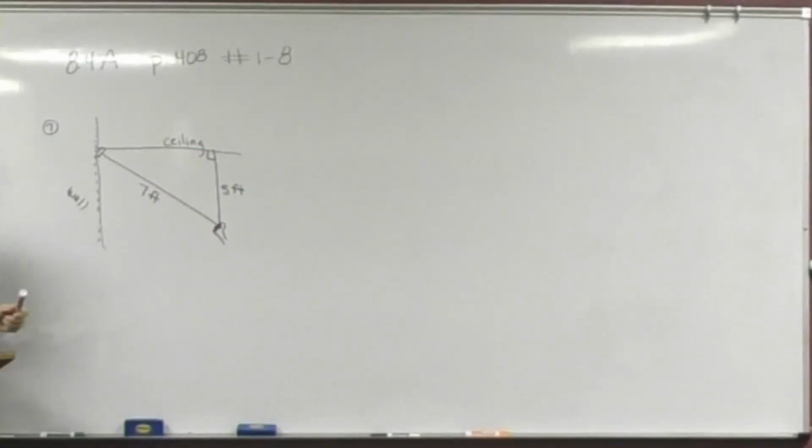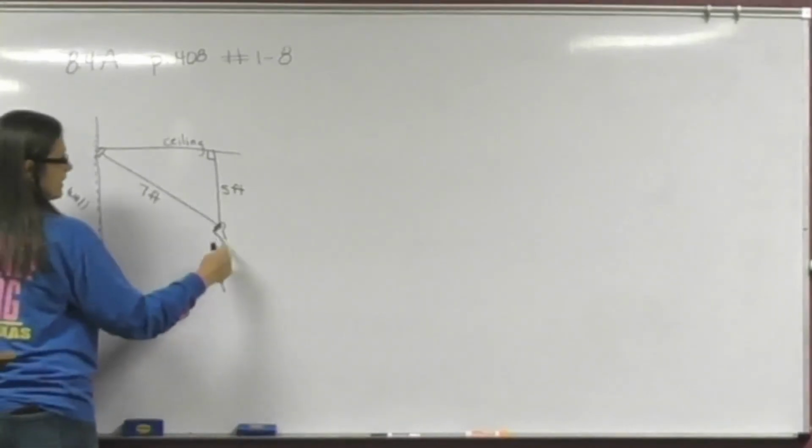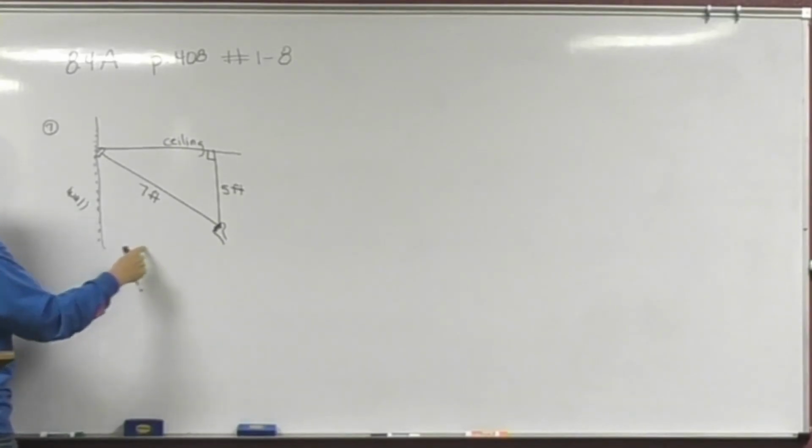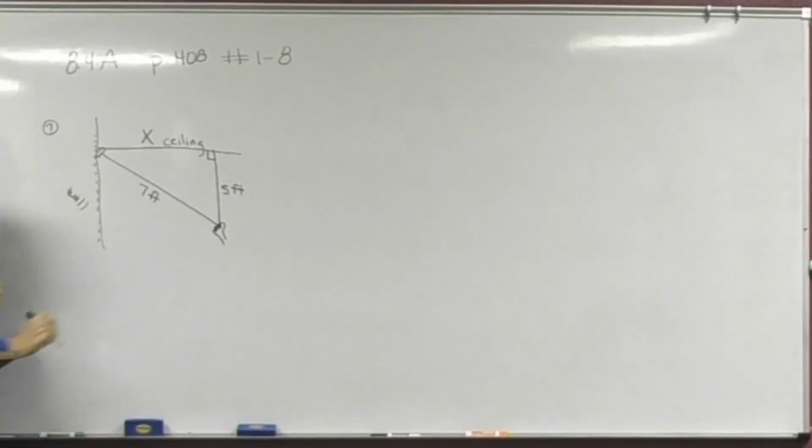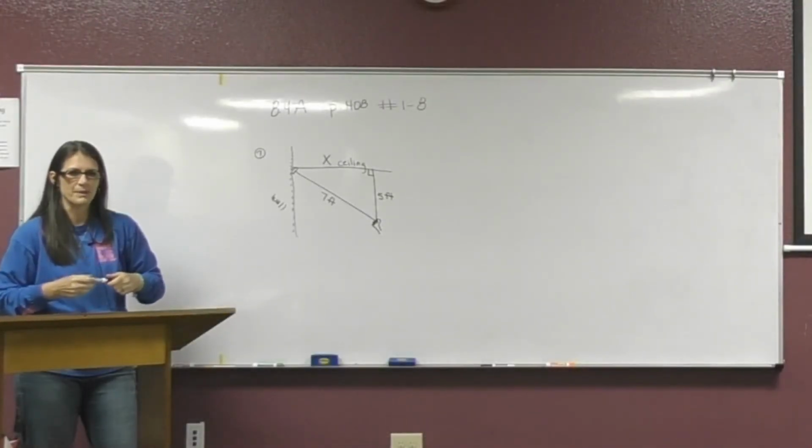So there's your right triangle, okay? The question is, what we're looking for is how far from the wall is she standing? So she's here, and here's the wall, so that's this distance. So that's your x. Okay? That one might have been kind of hard to put together.